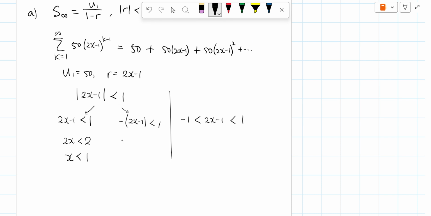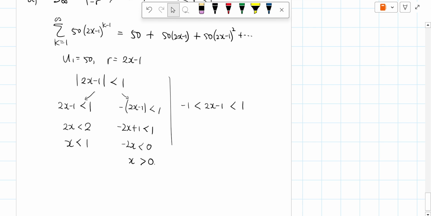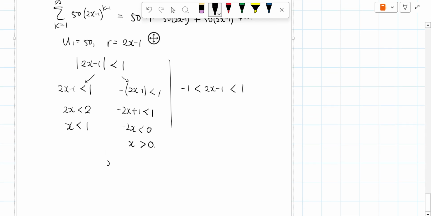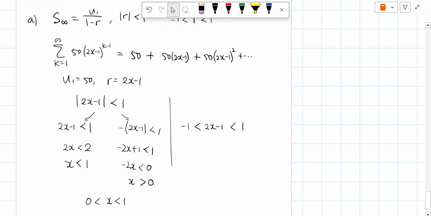If I solve the other case, negative 2x plus 1 is less than 1, then negative 2x is less than 0, so x has to be greater than 0. Notice that when I divide both sides by a negative number, the inequality sign changes direction. So my final answer is x is less than 1 and greater than 0.